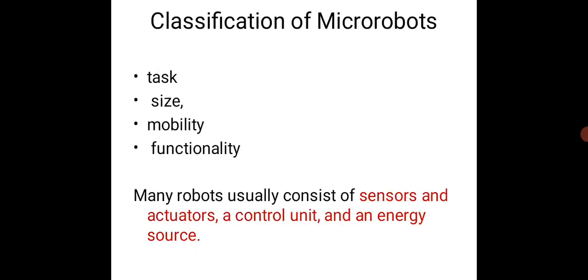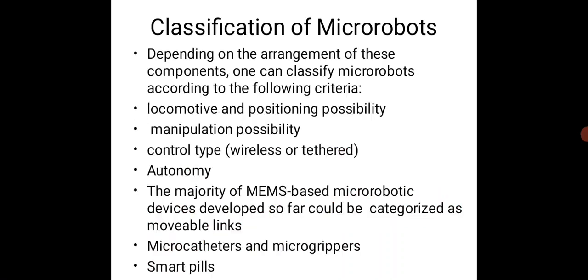So the micro robots are classified based on task, size, mobility, functionality. Micro robots usually consist of sensors and actuators, a control unit, and an energy source. How is it classified? Depending upon the arrangement of these components which you have seen in the previous slide, this can be a locomotive or positioning possibility, or manipulation, how far it could do the manipulation, or how it could be controlled, either wireless or wired, or autonomy.